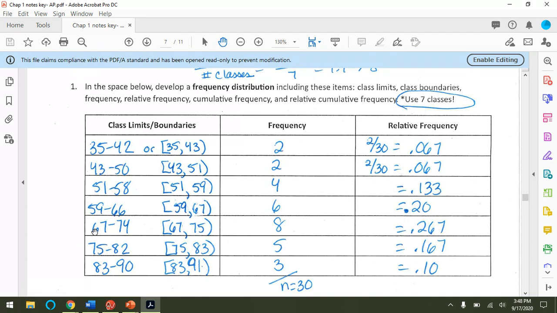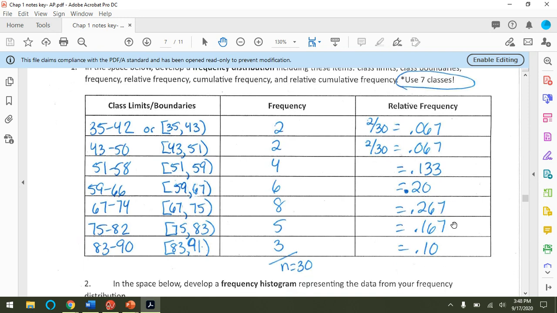This score, 67 to 74, was the highest frequency, which means this is called your modal class. Your mode is the highest frequency, so modal, M-O-D-A-L, is your highest occurring class, right? We had the most data points in this window. It was 26.7% of the students.